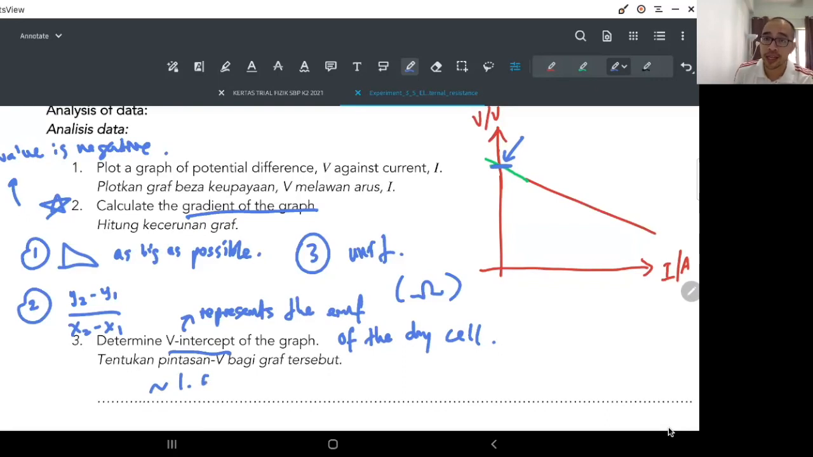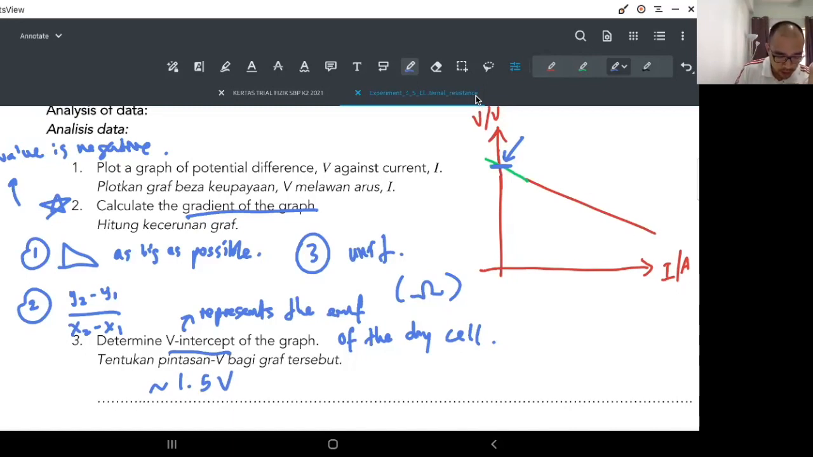But of course, again, the ideal answer has to follow my answer. Maybe I will get 1.7. So whatever it is, follow the rule. The rule is if the V-intercept is 1.7, you write 1.7. If it is 1.5, you write 1.5. I'm just telling that the answer should be about 1.5 volts, because the V-intercept represents the EMF of the dry cell.